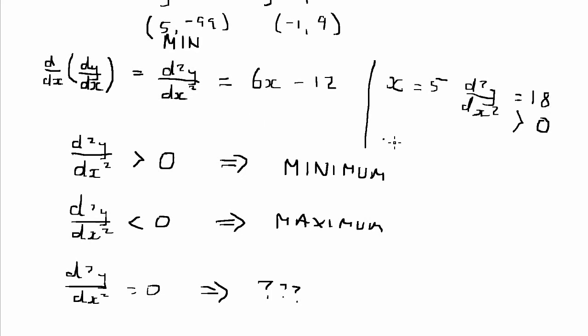And if we put in the x coordinate of the other stationary point, x equal to 1, then now we have that the second derivative is 6 times 1, 6, subtract 12 is negative 6, and again I don't really care so much about the value. What I care is that it's less than 0, so this point is a maximum point.